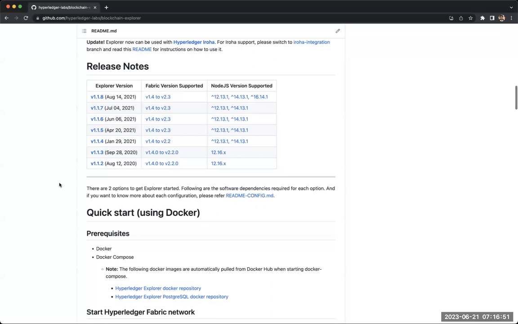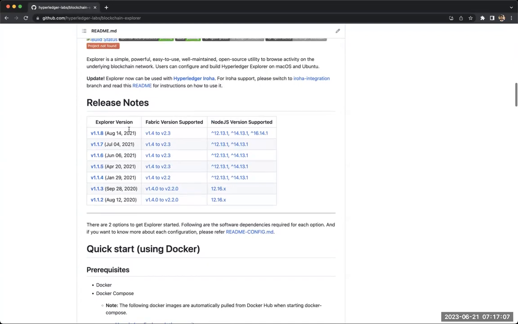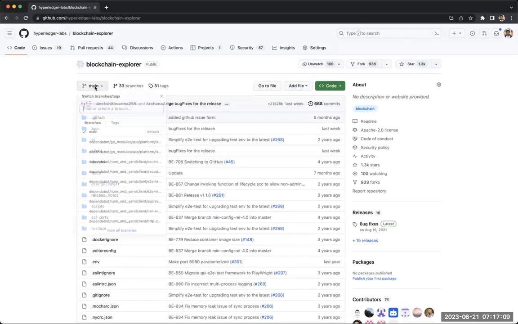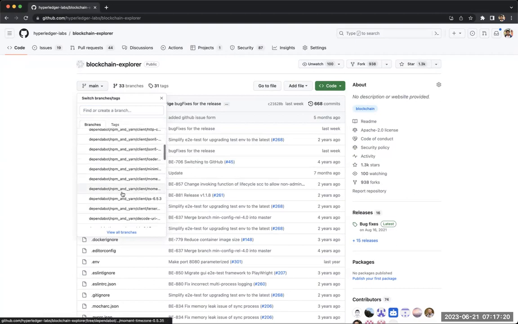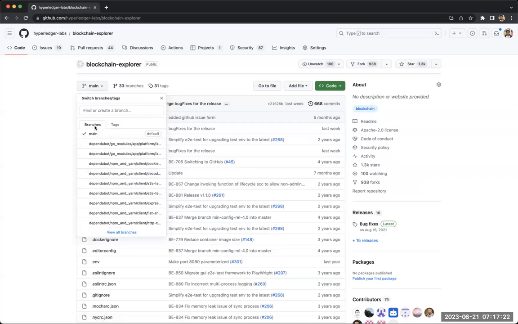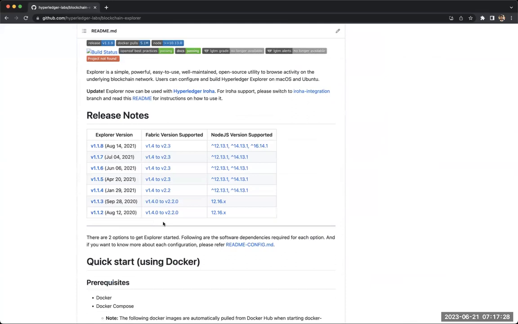For instance, if you see over here, it lists Explorer version 1.18, supported Fabric version 1.4 to 2.3, which has been tested. And these are the Node.js versions which were supported back then. And for every release that was created, there would be a tag created over here. And these tags are maintained for the life cycle of the project. So that's the release strategy that the previous maintainers were following.